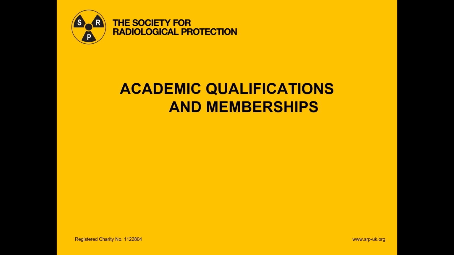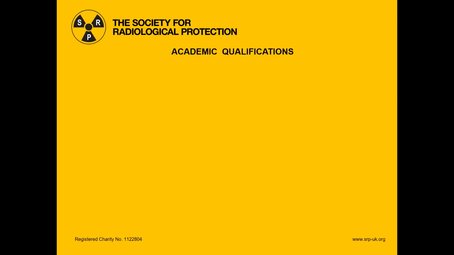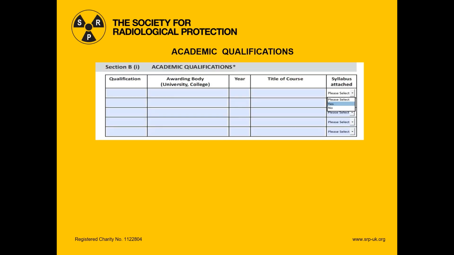The next section of the form, common in all the forms, covers academic qualifications and memberships. Section B1 covers academic qualifications. Please give details of all relevant qualifications, but do not include school qualifications. Where possible, you should attach a brief syllabus for your course. Remember, the assessors may not already have this information.